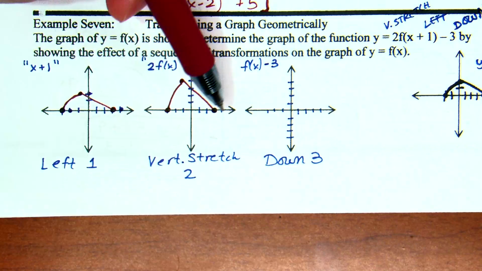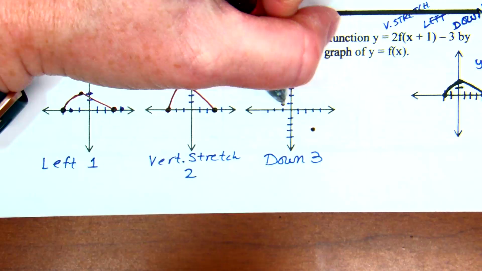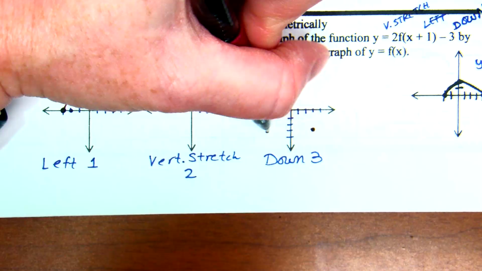Okay, so I did have a point here at (3, 0). When I move (3, 0) down 3, we're going to be at (3, -3). I did have a point at (-1, 4). When I move that down 3, (-1, 1). I did have a point at (-3, 0). When I move that down 3, (-3, -3).